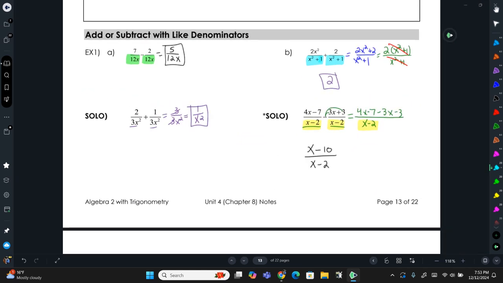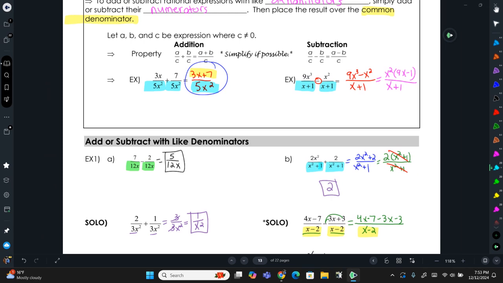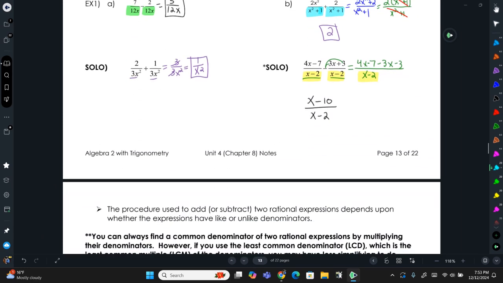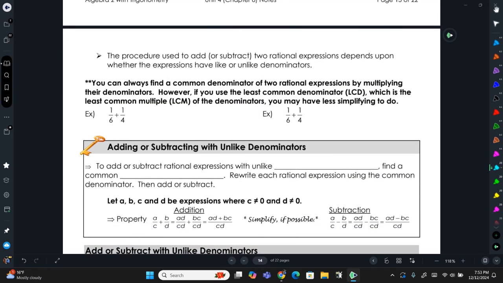So adding and subtracting when the denominators are the same, it's pretty simple, straightforward. We combine like terms, factor, and cancel if possible. You won't be able to factor every time, and you won't be able to cancel every time, even if you can factor, like we saw in the example up here. Now, on the next page, we're going to talk about adding and subtracting when the denominators are not the same.